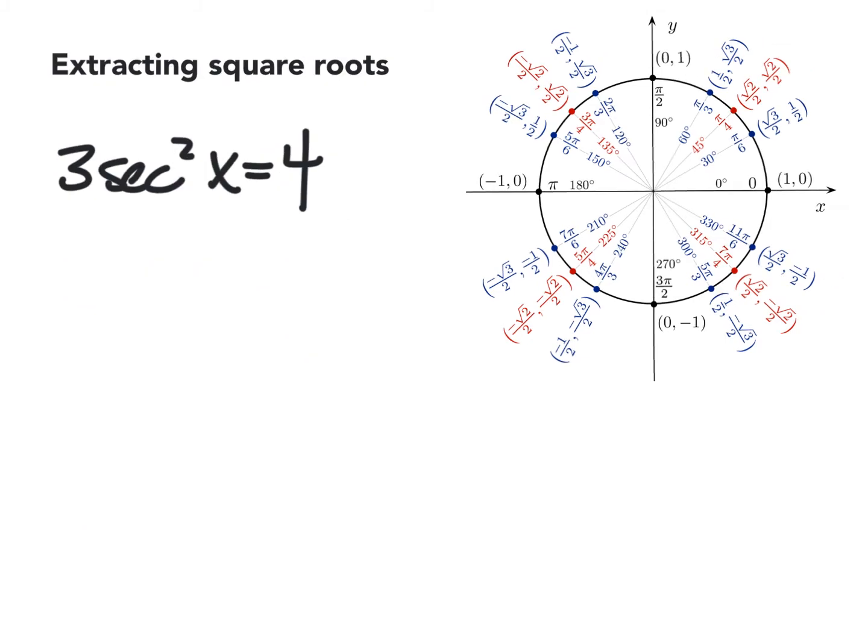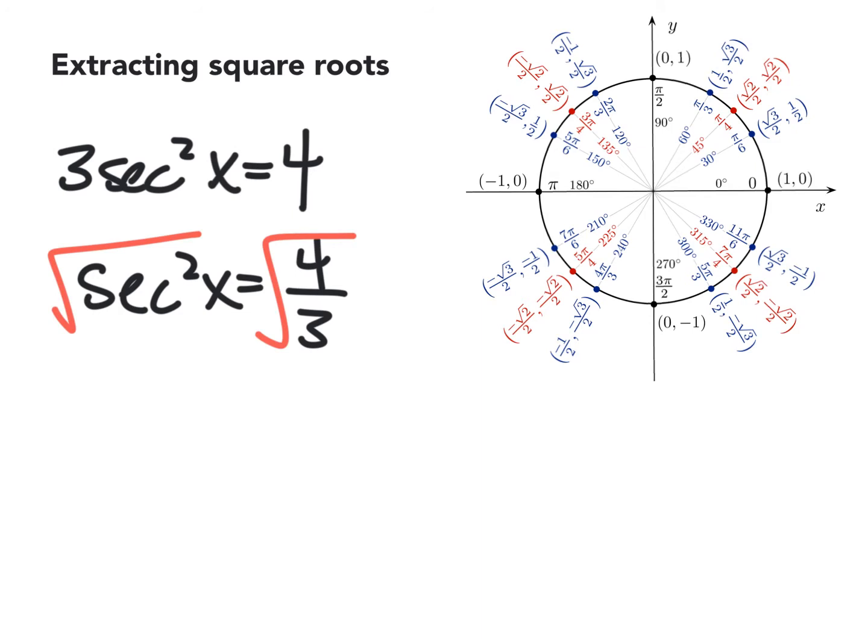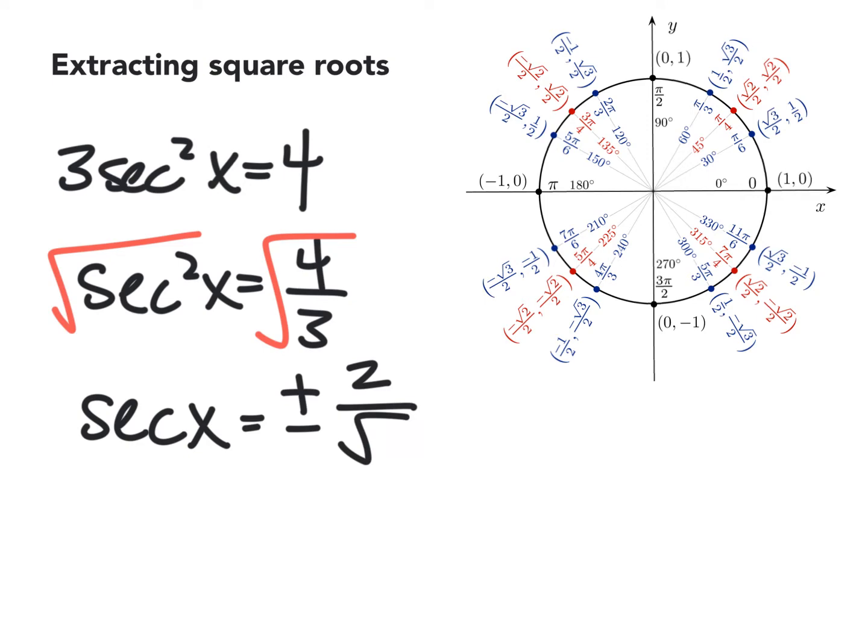Next, we're going to solve by extracting square roots. The first part is exactly the same. Let's get secant squared by itself. That'd be secant squared x equals 4 over 3. Now here we notice that this is secant squared, so I'm going to have to take the square root of each side. And whenever we take the square root of each side, you need to remember that it's plus or minus, right? This would be 2 over the square root of 3, which is plus or minus 2 root 3 over 3.